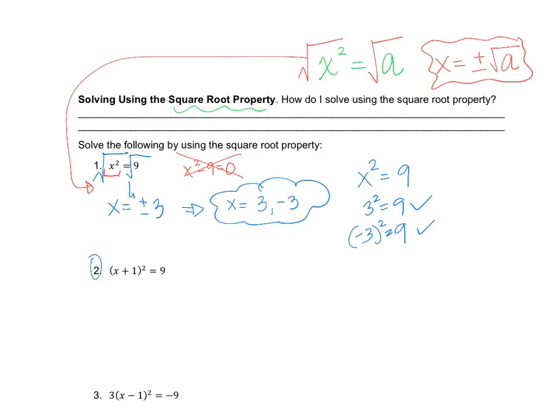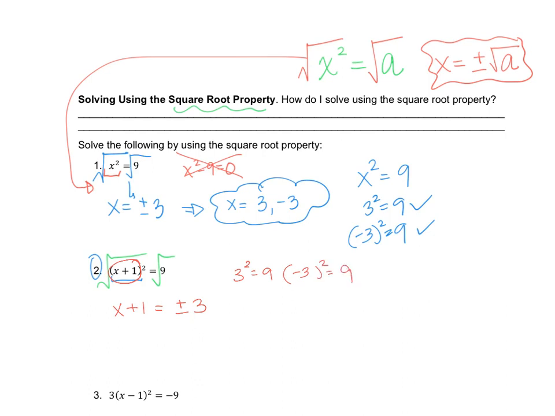So looking at number 2, again we have the thing that's squared isolated, so we can take the square root of both sides. So it's going to cancel out the square. So we have x plus 1 equals, again, plus and minus the 3. So it's kind of like saying, okay, what can you square and make 9? Well, you can square a 3, or you can square a negative 3. 3 squared is 9, and negative 3 squared is 9.